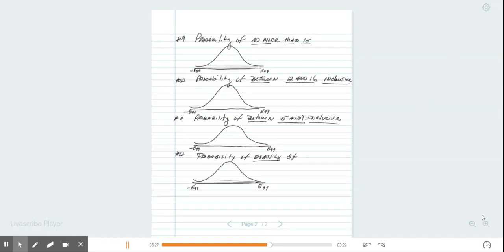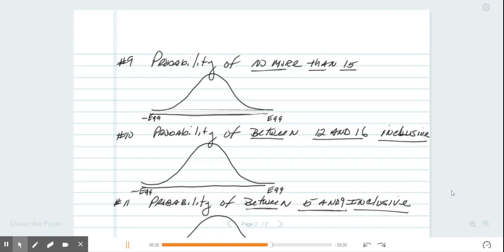All right, number 9, probability of no more than 15. I draw a vertical line, put a 15, I subtract 5/10, and then I add 5/10. If I use 15 in my lower or upper, I'm doing it wrong. No more than 15. Which way am I going? No more. 15 is like the limit. I can't go to 16 and 17. So I know I'm going to my left.